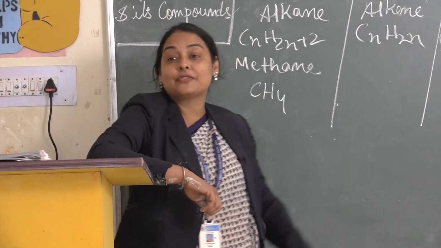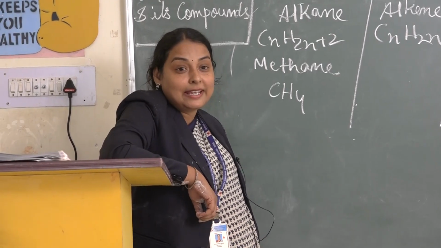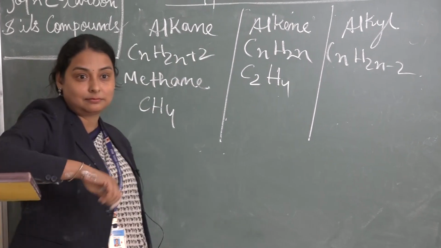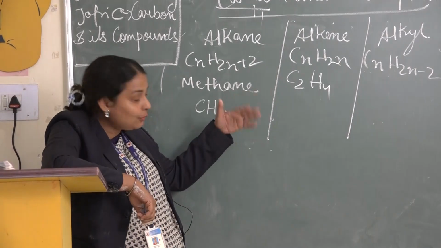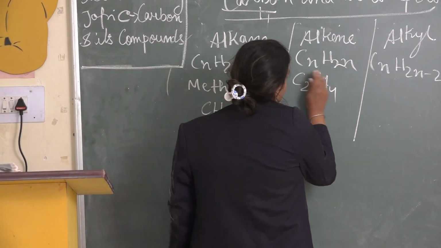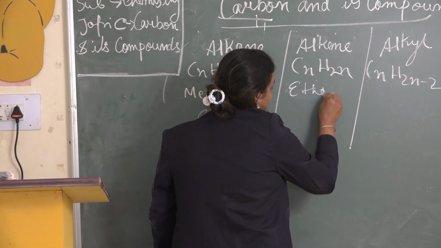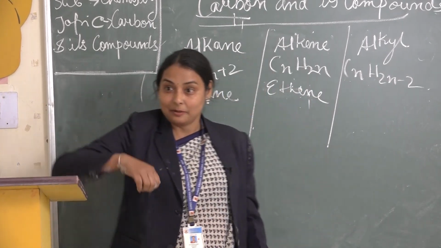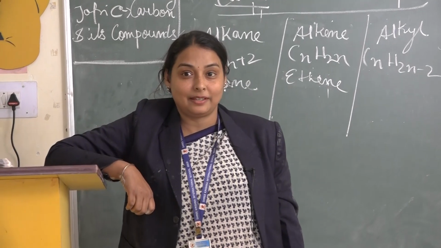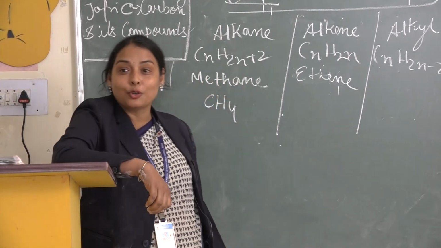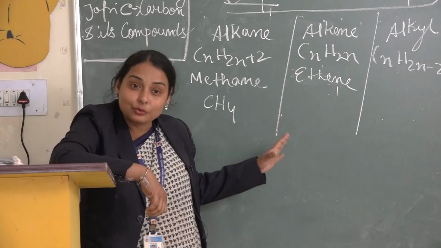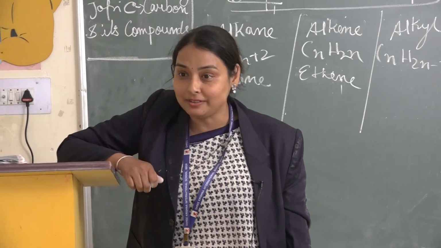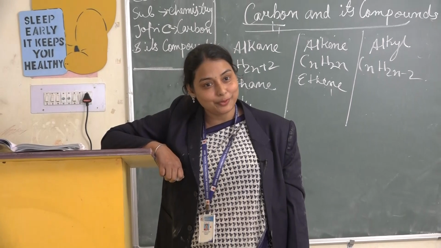Now for alkene, what is the general formula? We know it is CnH2n. Simple thing, we will start with C2, so we will start with ethene. Here we will start with ethyne, right? Methane, ethane, these are all there. Is it clear to you? So these are the homologous series. In our next class we are going to go through how we arrange the carbon according to their nomenclature. Okay, thank you student.